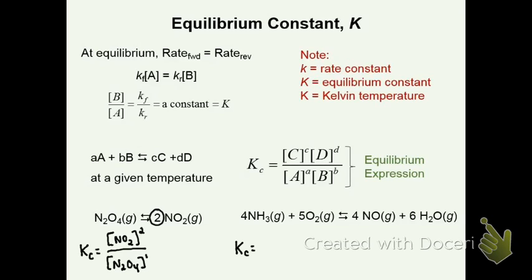Now, when we have a more complicated reaction, like the reaction of ammonia with oxygen, we're going to look at the products of the concentrations. So we'd have the concentration of nitrogen monoxide raised to the 4th times the concentration of water raised to the 6th, divided by the concentration of ammonia raised to the 4th times the concentration of O2 raised to the 5th. So the equilibrium constant expression will always include concentrations of products raised to the power of their stoichiometric coefficients divided by the concentrations of reactants raised to their coefficients.